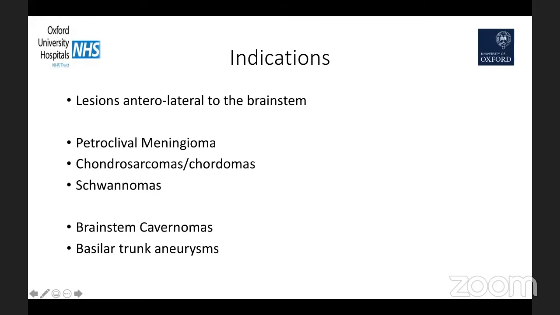So these are the types of things you could look to use this approach. So as I said, it's for lesions that are anterolateral to the brainstem. I use it a lot for petroclival, chondrosarcoma, schwannomas. I team up with my vascular colleagues and we go for brainstem or basilar trunk lesions as well.